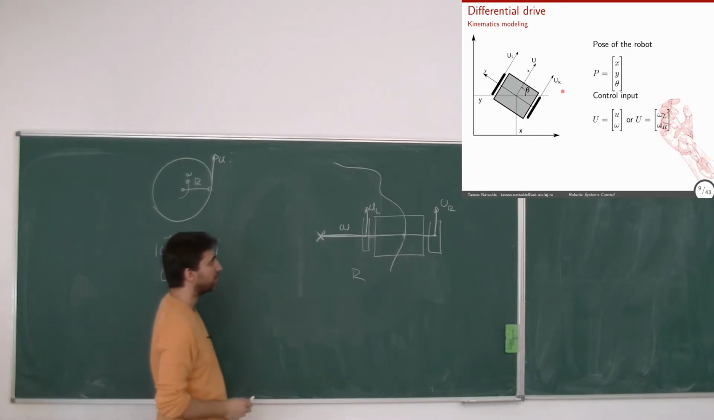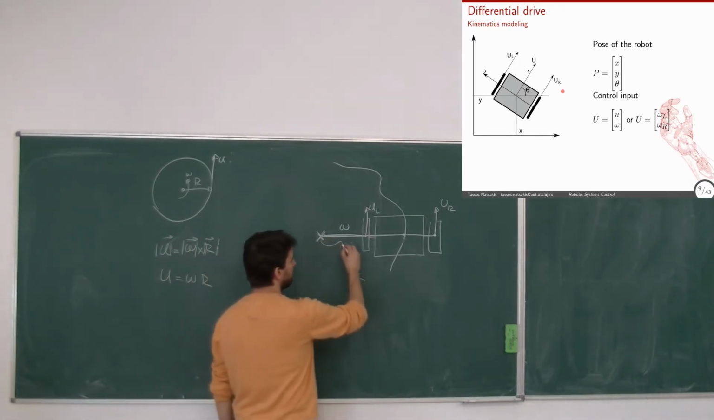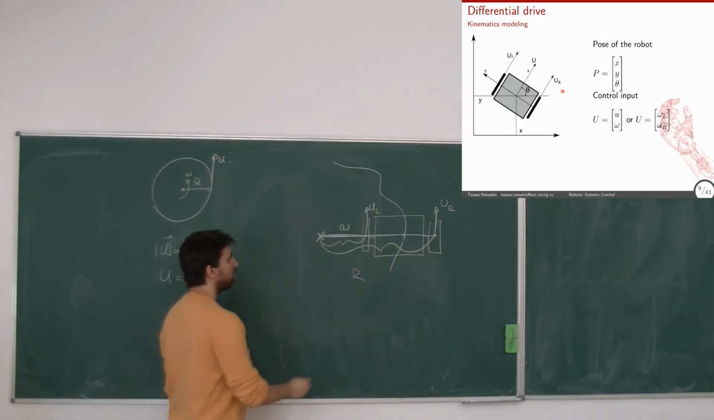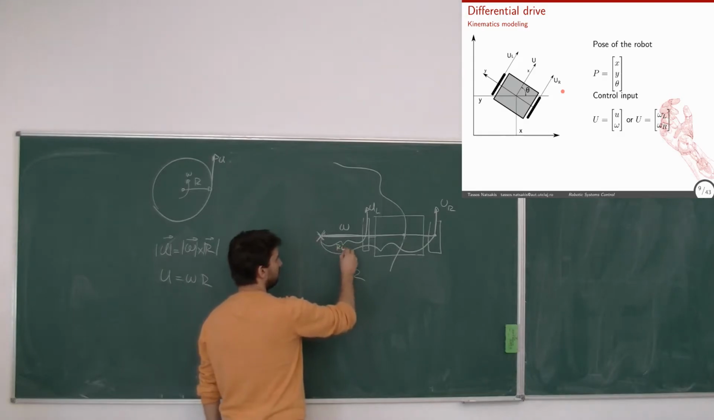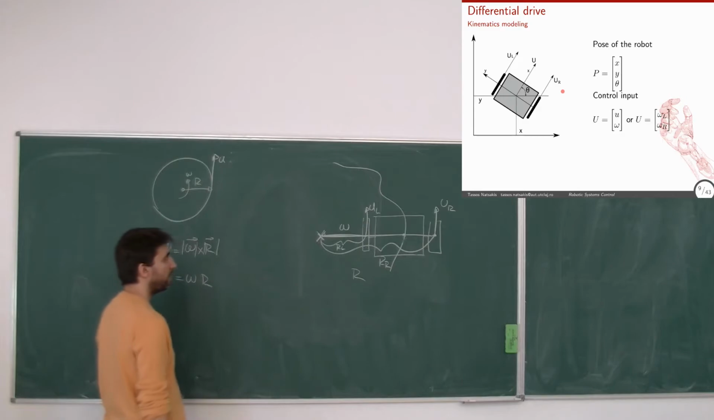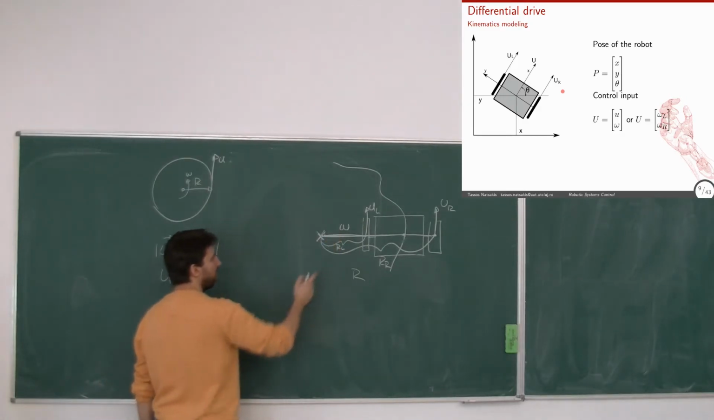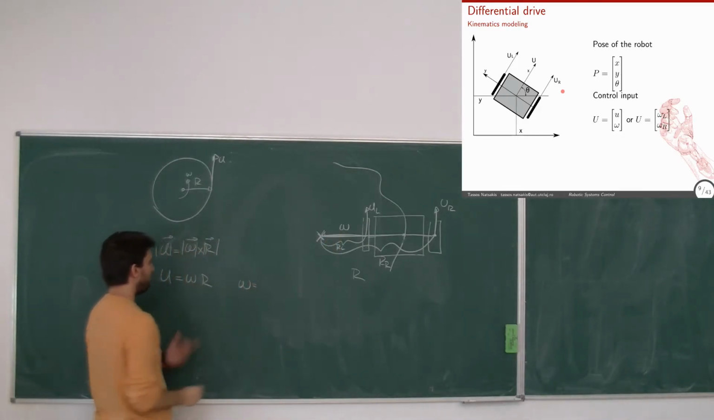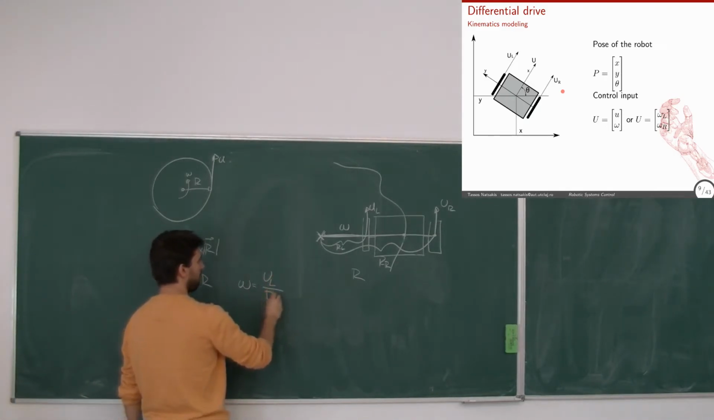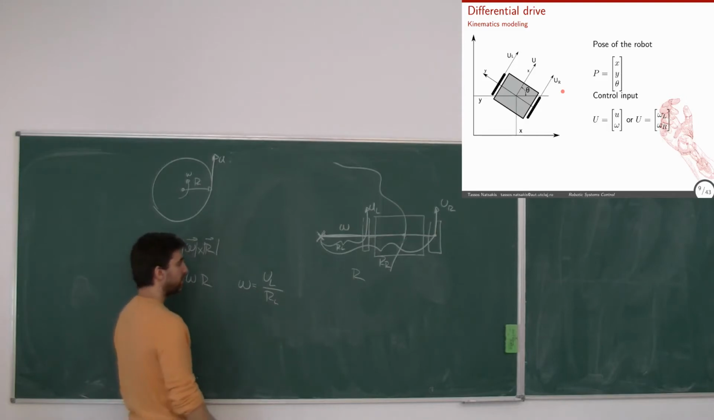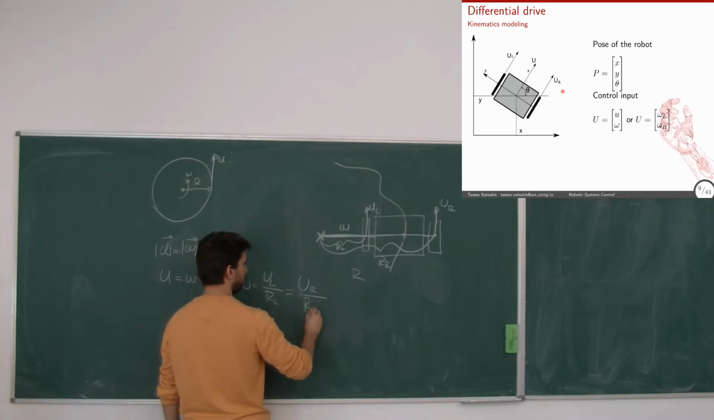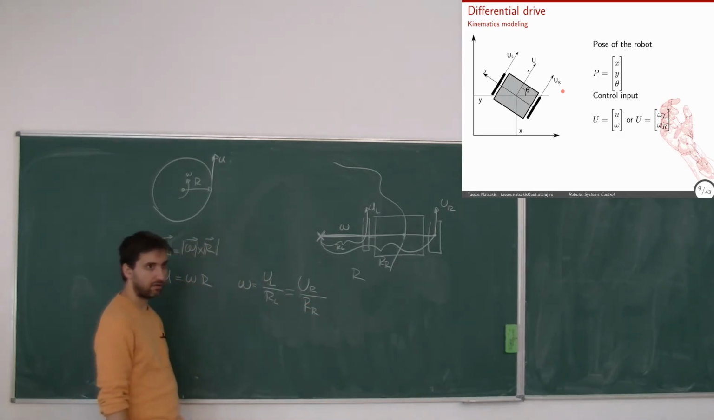Yeah, which length? So this length and this length, right? So let's call this r left and r right. I know that this omega, according to this relationship, would be UL over RL, right? But also it should be UR over RR. Okay?